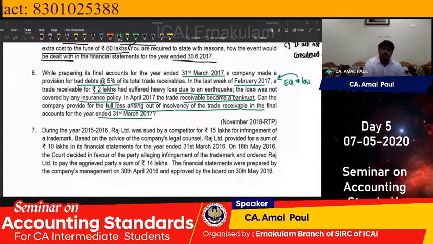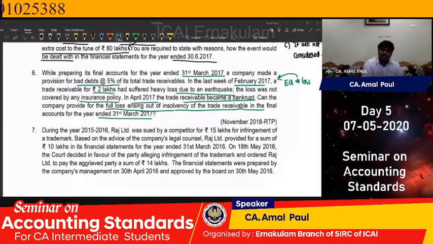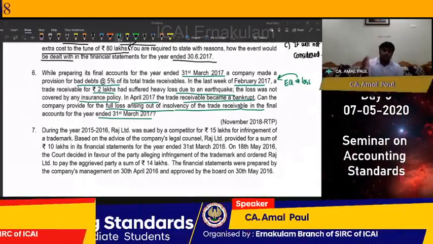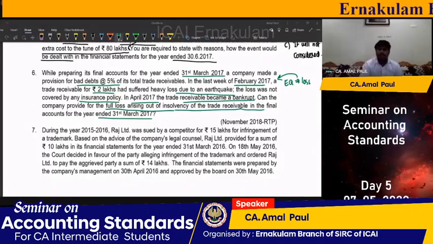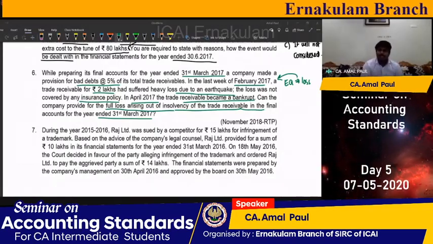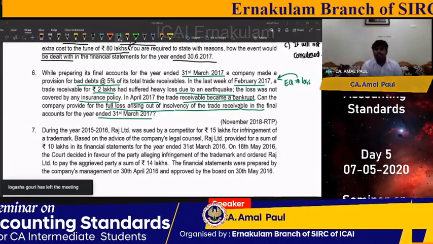We will continue with a new standard, that is AS5. AS5, net profit or loss for the period, prior period items and changes in accounting policy. So it has 2-3 parts. So we'll cover 1 or 2 parts today. We'll not be covering the entire standard. We'll cover 1 or 2 parts today.